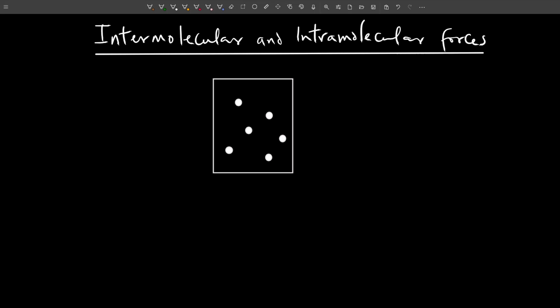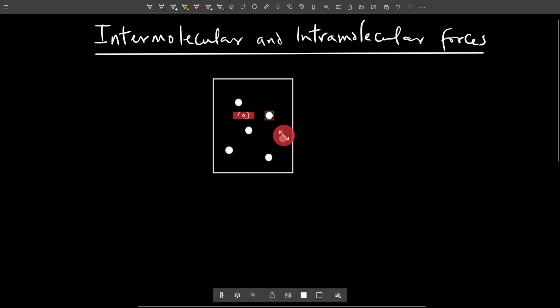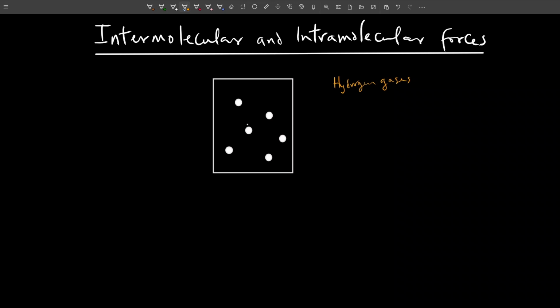So let's take a look at intermolecular and intramolecular forces. Let's assume that this is a kind of closed container, and these white circles you're seeing are gases. Let's call them hydrogen gases. Each of them is a hydrogen gas, moving around randomly within this container.